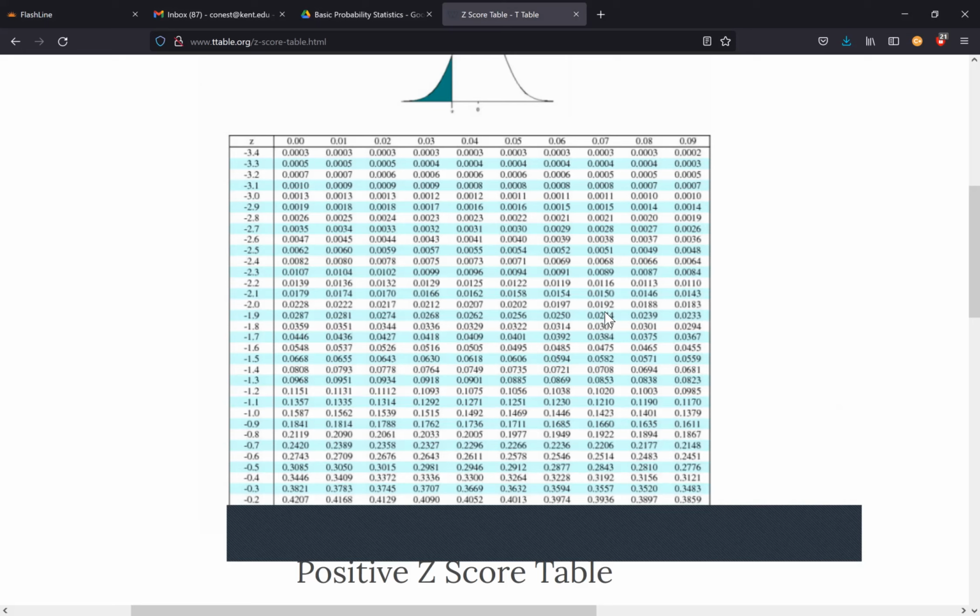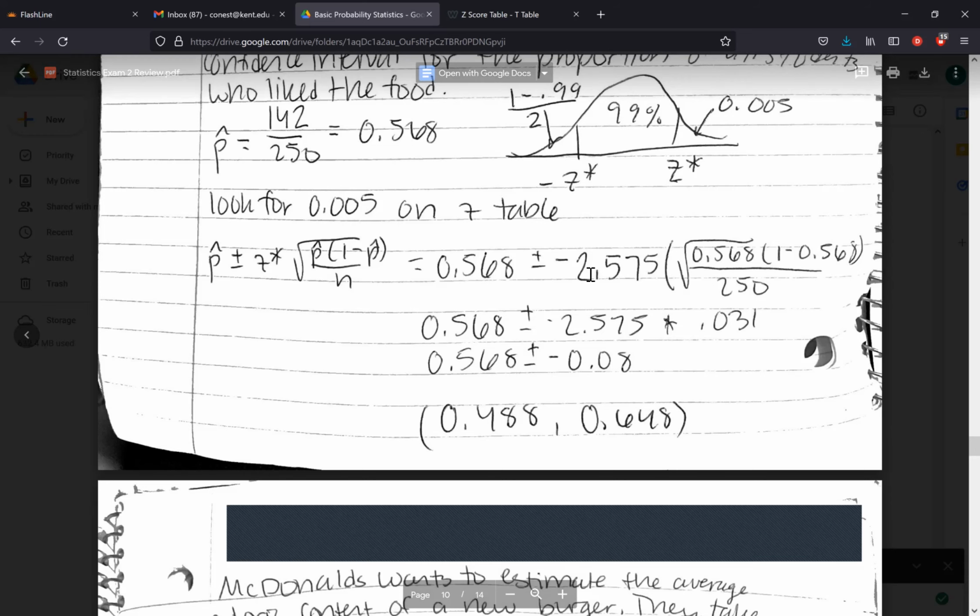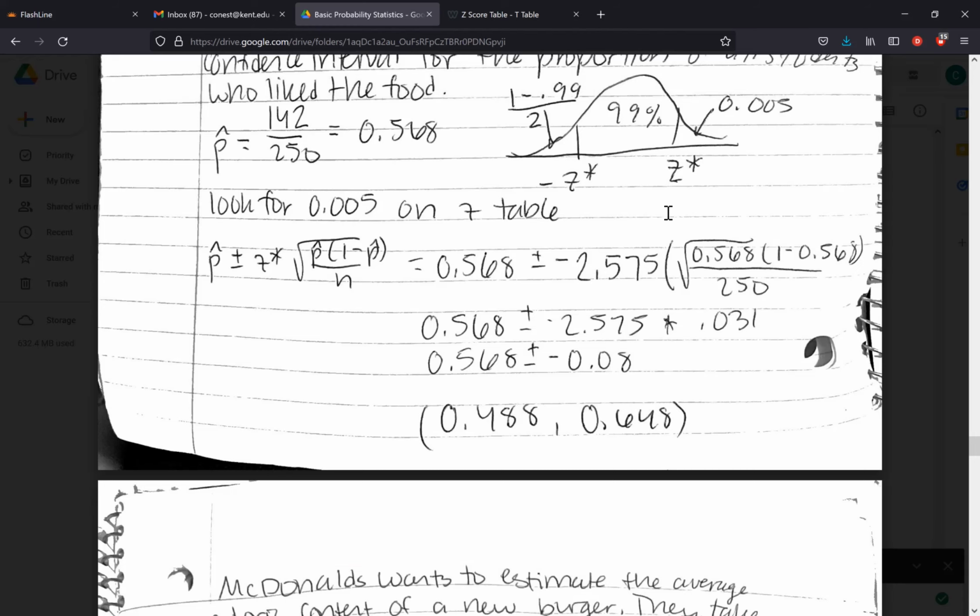So I could sit here for a while and look for it, but I've already found it. And it should be negative 2.575. Now, do note that the z table only goes to the hundredths place. So sometimes in the z table, you'll find that you have two numbers that you're in between when you're looking for the 0.005. They're not quite 0.005. So you can take the average of those z-scores.